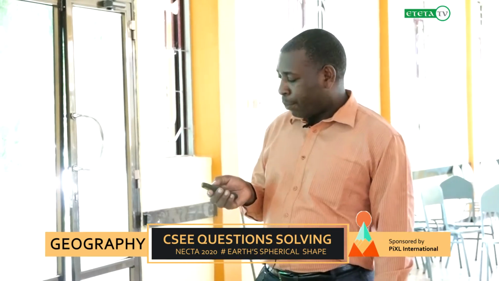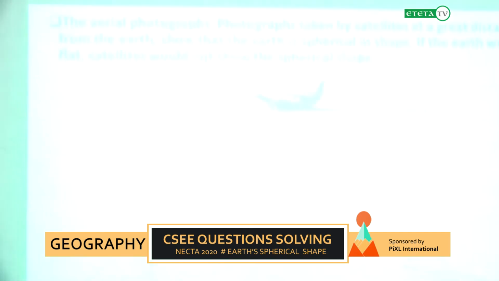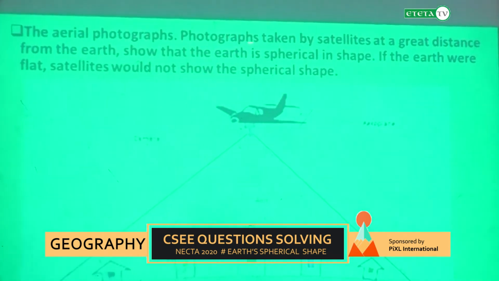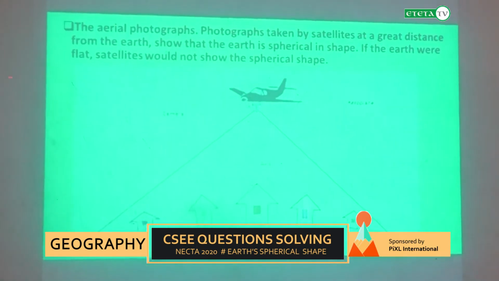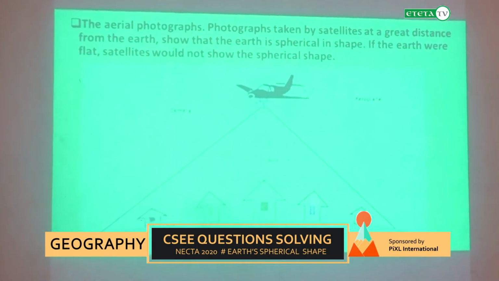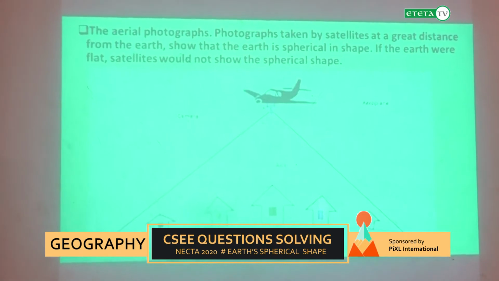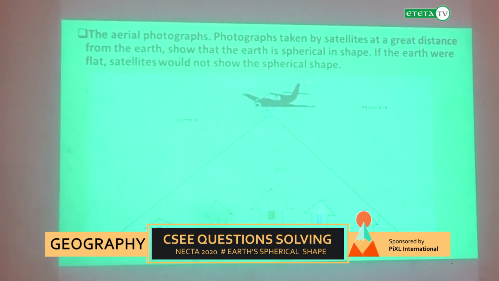Another point here is the aerial photographs. The photographs here are taken by satellites at a great distance from the Earth. These are artificial satellites which are sent so that they can take a photograph of the Earth. They all show that the Earth is spherical in shape. If the Earth were flat, the satellites would not show the spherical shape of the Earth. So you see here, the satellite taking the photograph of the Earth, and you see here, this Earth shows that it is spherical in shape. You can see this side here. It is spherical in shape.